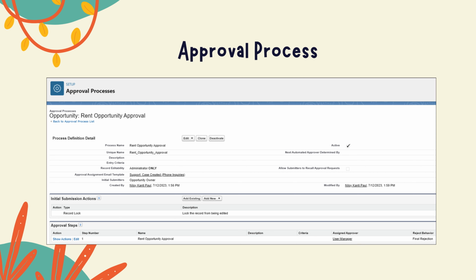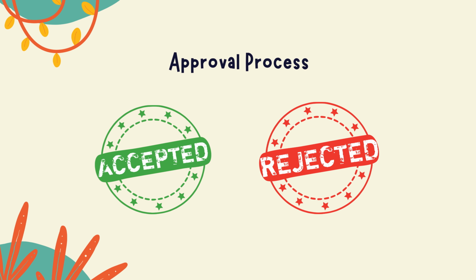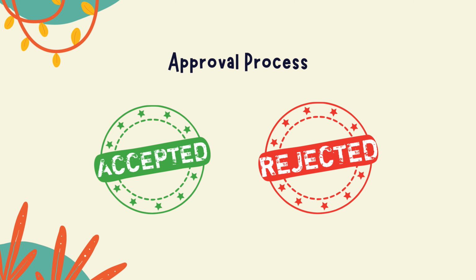Now let's dive deeper into how this works. Imagine a scenario where a user submits a request for a new position in a company. This is where an approval process comes into play. Let's explore the steps and actions involved in this example.